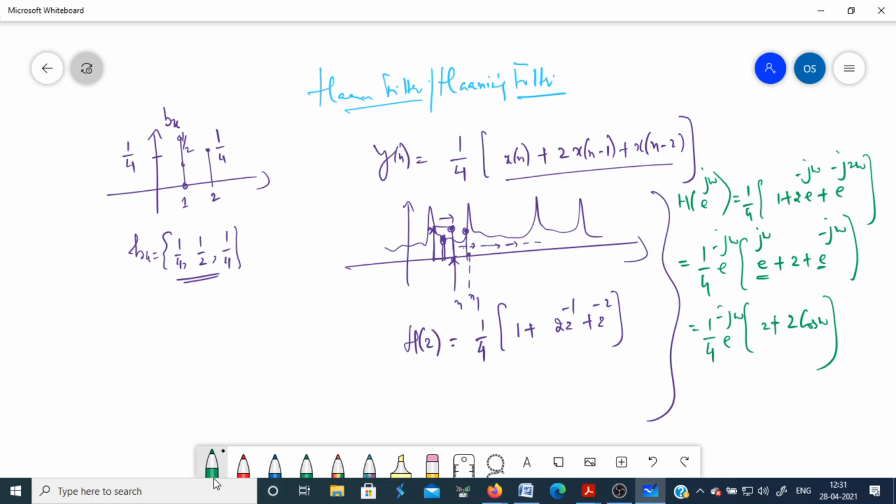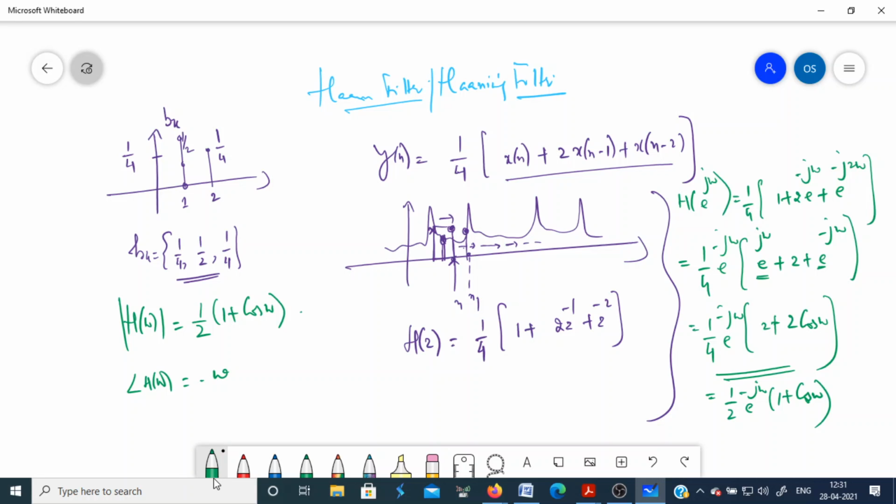So this is the frequency response. From this you can find the magnitude response of this filter. You can cancel the 2 and 2, and write it as 1 by 2 e raised to the power minus j omega into 1 plus cos of omega. So the magnitude response is 1 by 2 times 1 plus cos omega, and the phase response for this filter is minus omega. So it is a linear phase filter.